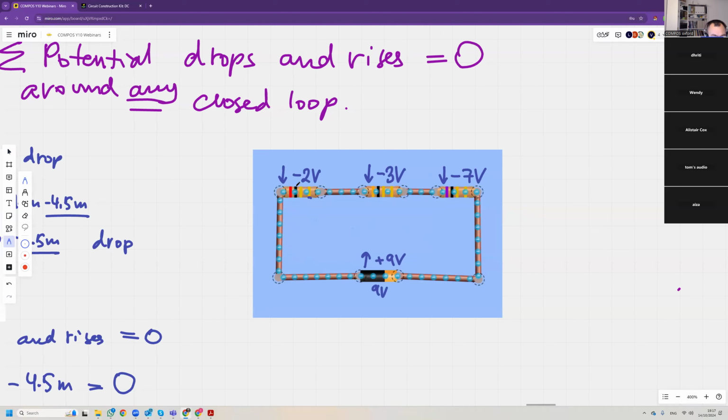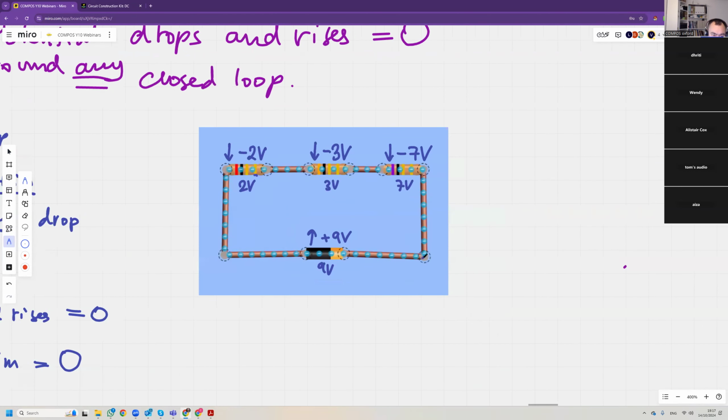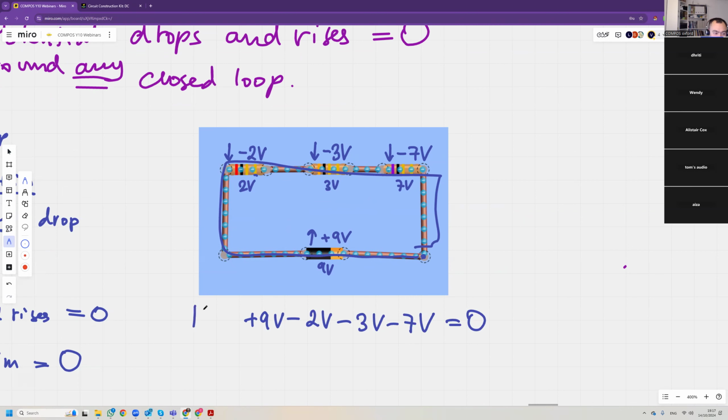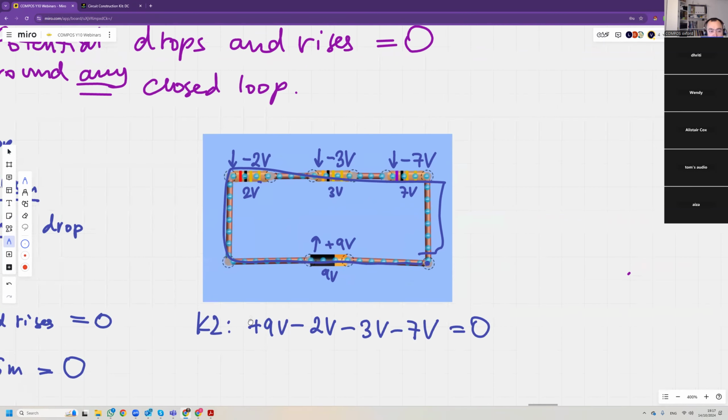Because this is a 9 volt, this is 2 volts, this is 3 volts, and this is 7 volts. Well, we know that it drops because we lose energy in the resistor. We gain energy in the battery, we lose energy in the resistor. And now going around the loop this way, first we encounter the battery, so plus 9 volts, minus 2 volts, minus 3 volts, minus 7 volts equals 0. So that's Kirchhoff's second law. So it works.